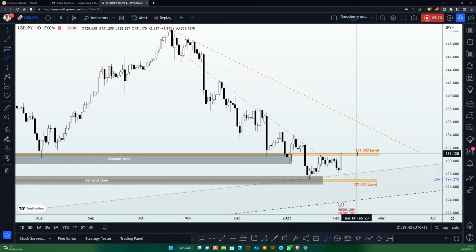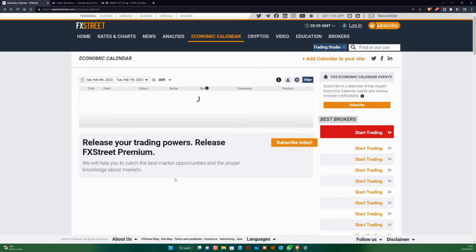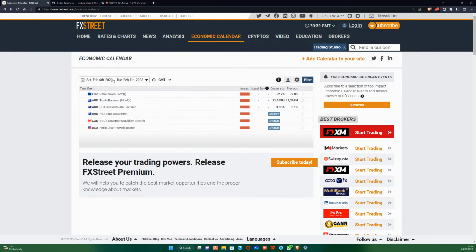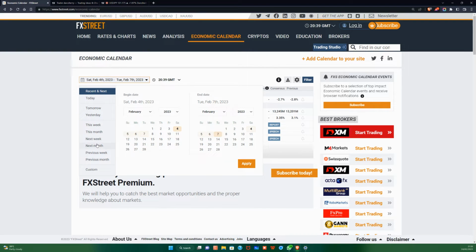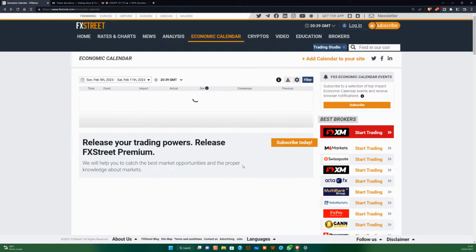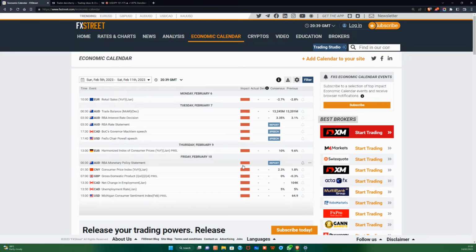Before we scale down to the 4 hours time frame, let's quickly have a look at the economic calendar, as there are a couple of macroeconomic events that we shall be looking forward to, and this will definitely bring some liquidity into the market to drive price action. Looking at what we have here on the economic calendar, we shall be focusing on the events that will be affecting both the USD and the Japanese yen.